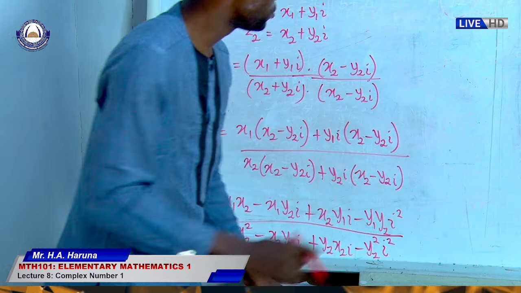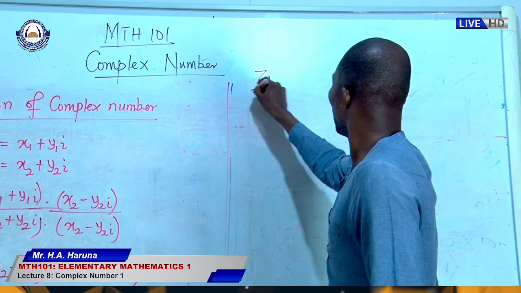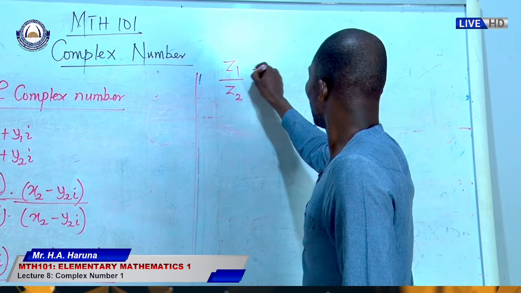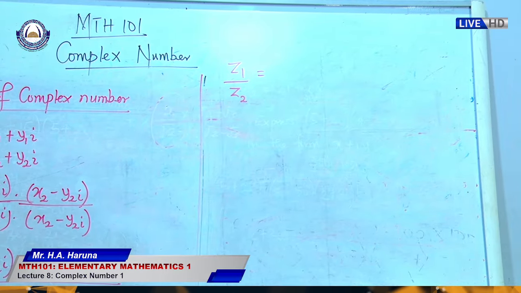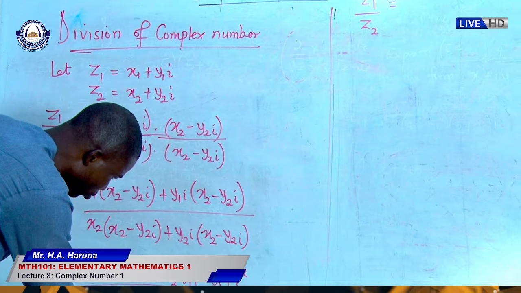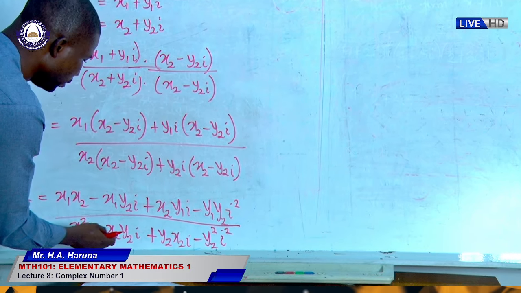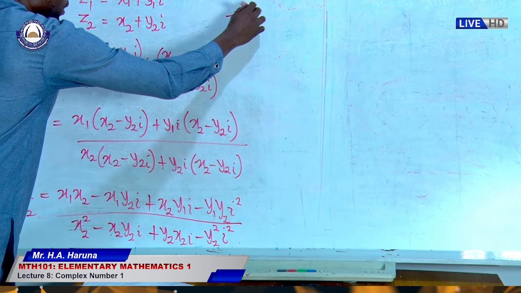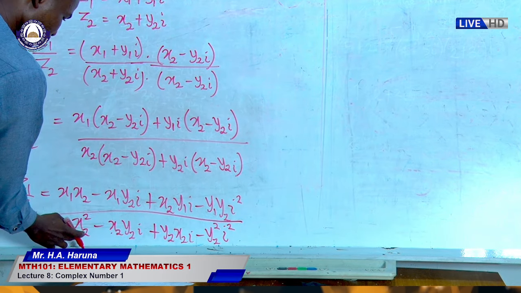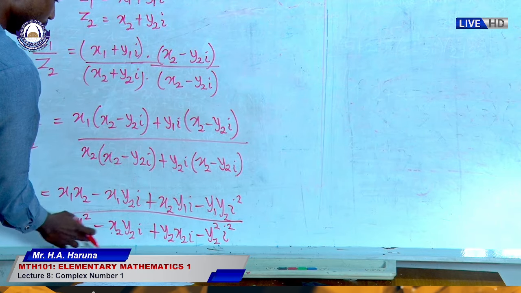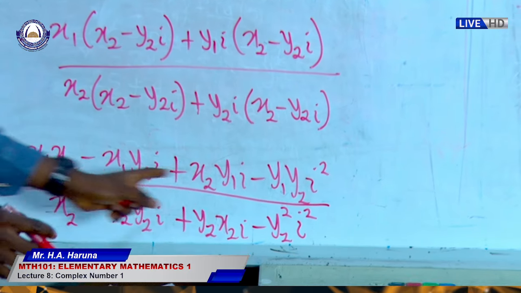Now, let's continue. So, we have our z1 over z2 equals, now recall that x2 y2i plus y2 x2i cancel because they are the negation of one another. Say minus 10 plus 10 gives me 0. So that's what is happening here. So this already gives me 0. I will be left with x2 squared minus y2 squared i squared.